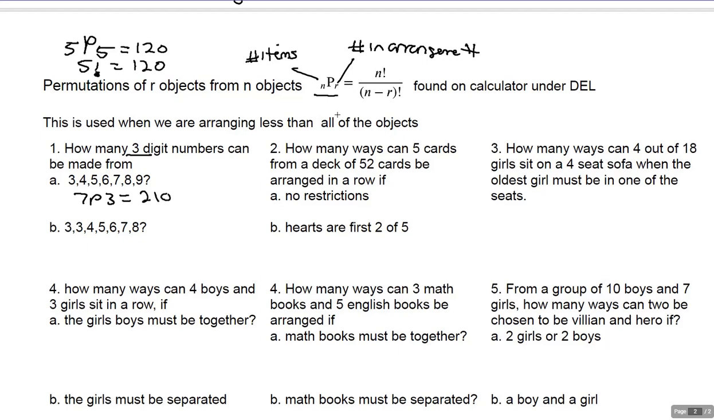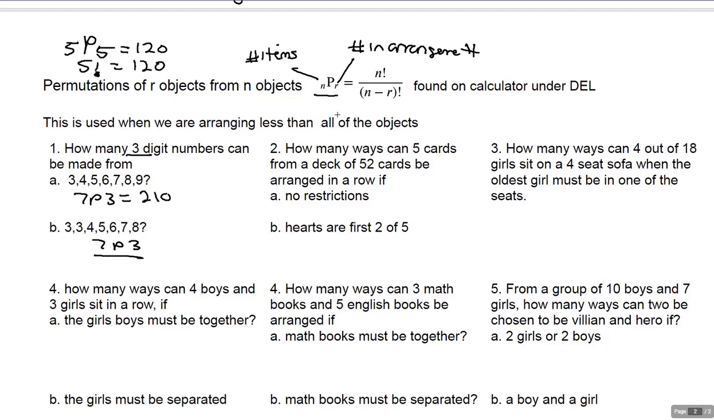Now, similar problem. How many numbers do I have to choose from? 7. How many am I arranging them in? 3. But what's different about B? There are 2 3s. Now, again, just like factorial, whenever you're arranging things, whether you're using the P or the factorial, whether you're arranging all of them or some of them, whenever there are duplicates, you have to take that into account.